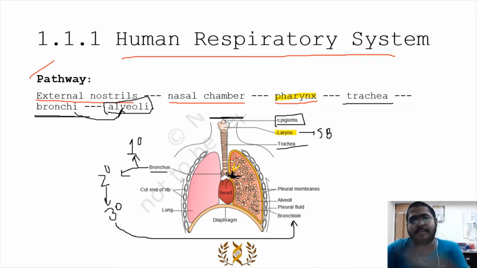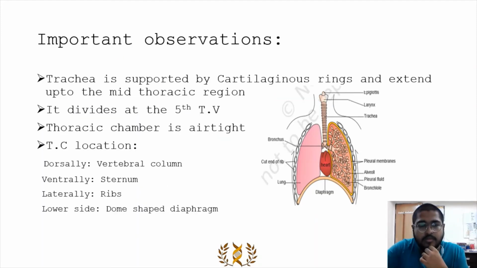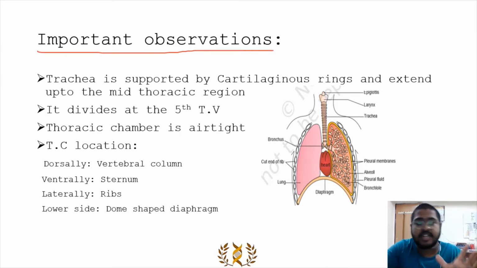But this is how the pathway goes: from the nose to the nasal chamber to the pharynx, which is the common place, then guarded by the epiglottis to the trachea, and then from the trachea to the bronchi. Bronchi are of various types, from the primary bronchi to the secondary, from the secondary to the tertiary, and then to the terminal bronchioles, and from the terminal bronchioles it goes to the alveoli. That's clear.